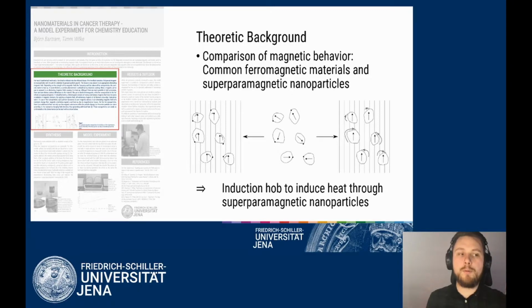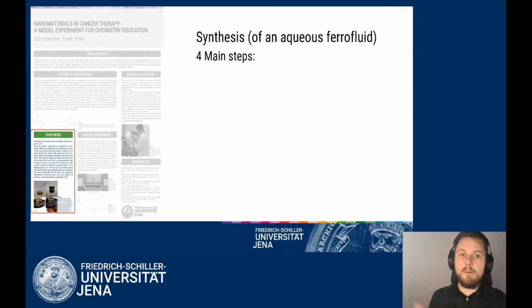So to investigate this mechanic, we need superparamagnetic nanoparticles. You have two ways to go. On the one hand, you can buy them online. Many stores already sell them, and they aren't that expensive anymore in small batches. Or you make them yourself.